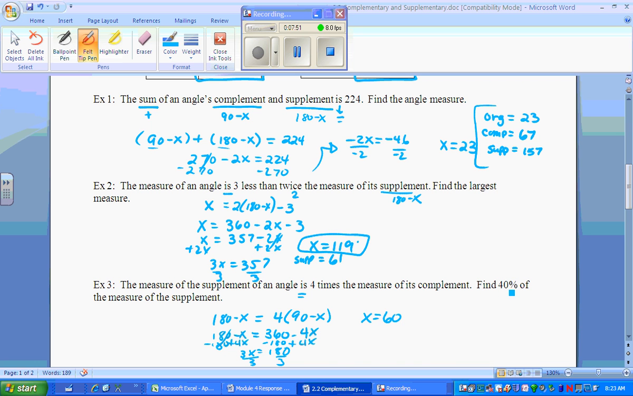It says find 40% of the measure of the supplement. Well, the original is 60. So the supplement to 60 equals 120. And we only want 40% of that. So we're going to take the supplement and multiply it by 0.4 because that's 40%. And the final answer is 48.